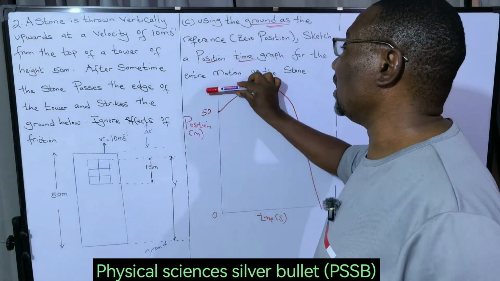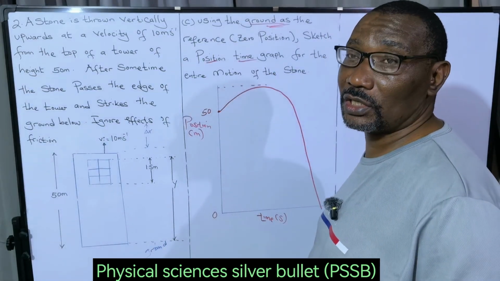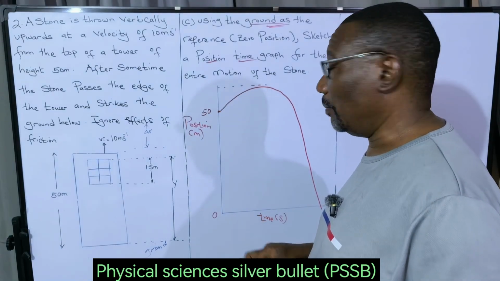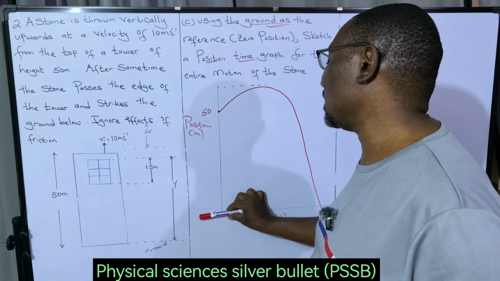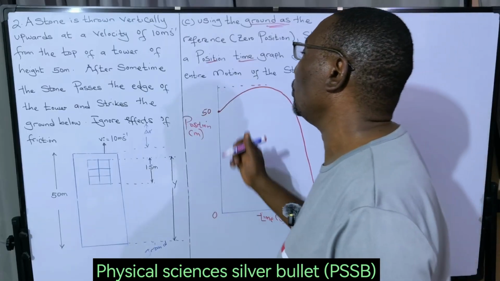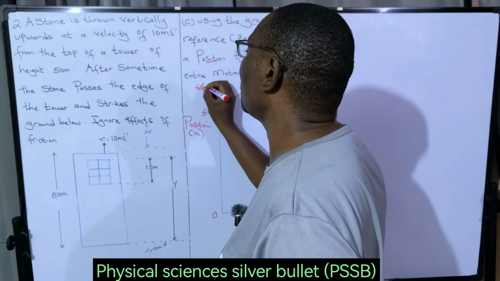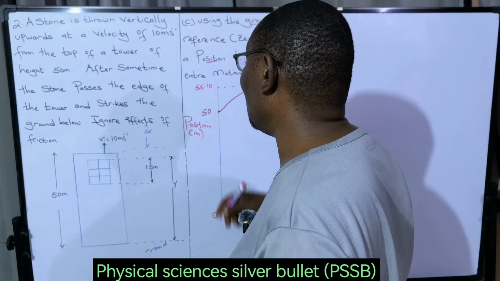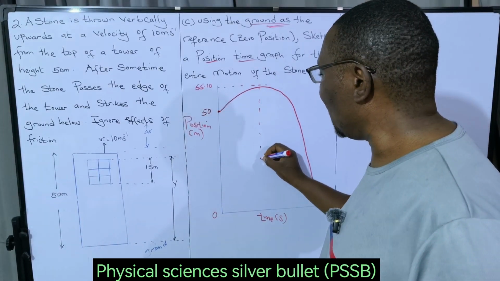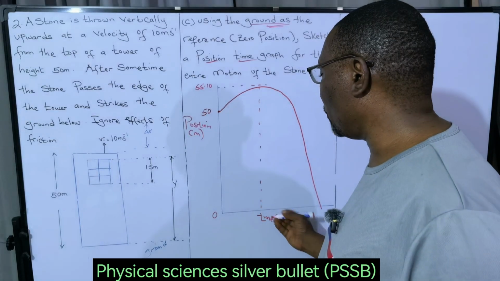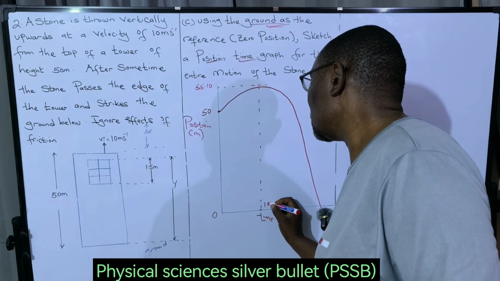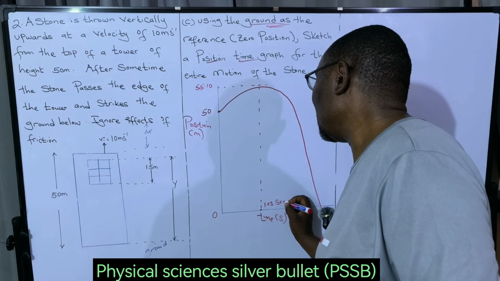We can go ahead and even indicate maximum height from the point of projection. Remember, we found it as 5.10. But remember, we are using this one as our starting point. So if this is 50, and you add 5.10, what do you have? This point is going to be 55.10 meters. You can even go ahead and indicate the time taken to reach maximum height. We found that one already. It was 1.02 seconds.